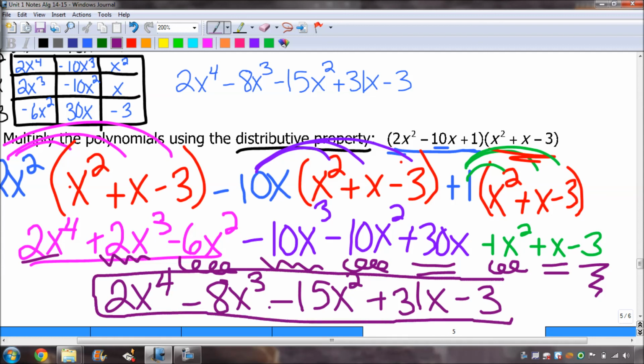So again, you can choose, do you want to distribute or do you want to use the geometric model? It is 100% your choice.